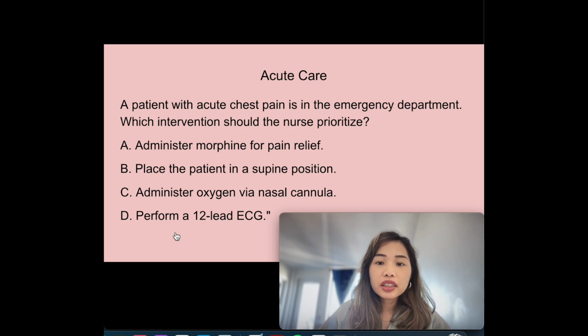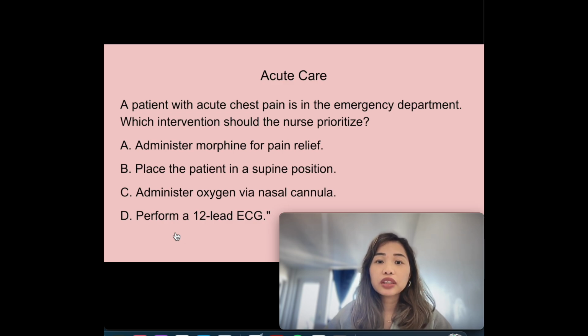So when you're looking at this question, the patient is having acute chest pain. It doesn't really specify that the patient is having difficulty breathing or shortness of breath. So in this situation, performing a 12-lead ECG is the priority in terms of your nursing actions, because this will address the acute chest pain. This will address the life-threatening condition first. We need to figure out what's wrong with the patient. So performing an ECG would be the correct answer.